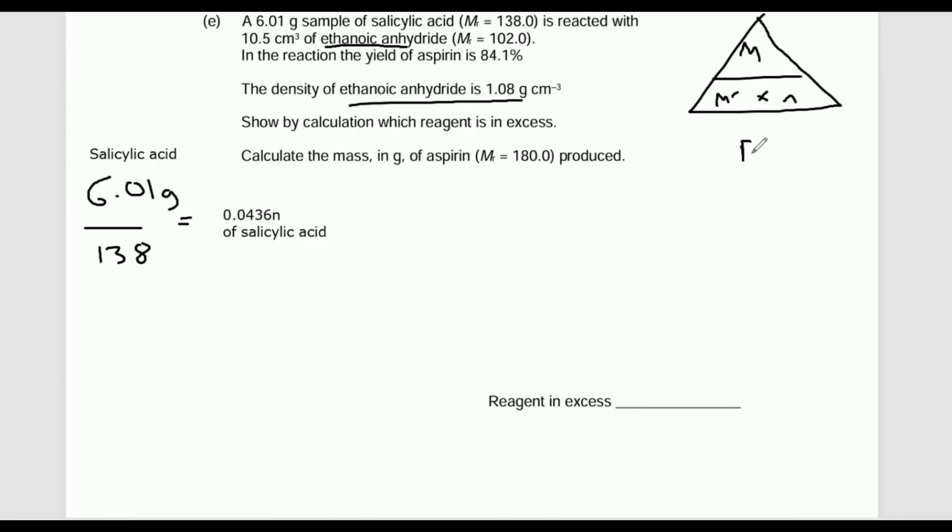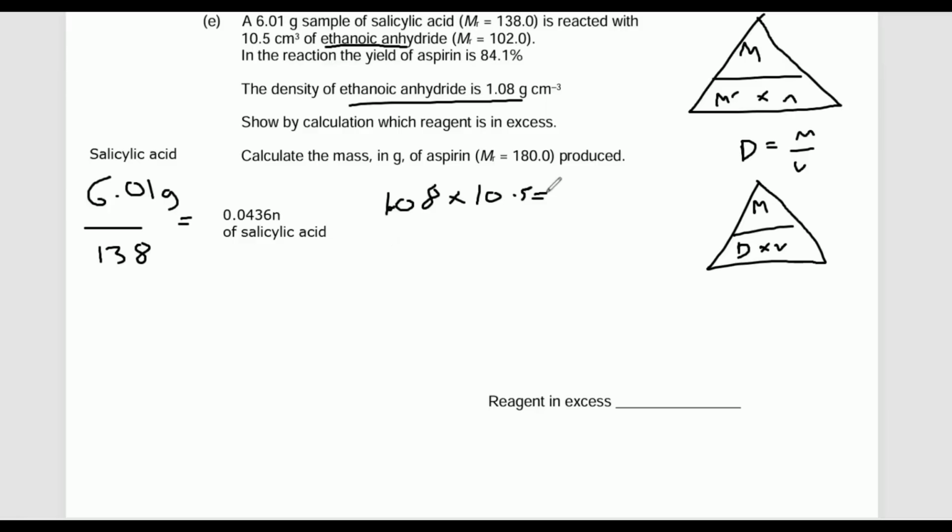The next thing I want to do is work out the ethanoic anhydride moles. They haven't given me the grams of ethanoic anhydride, so I'm going to have to work that out from its density. I've been told I've got 10.5 centimeter cubed, that's volume, and if I do volume times density, I'm going to get the mass, and then I can use the Mr to work out the moles. So have a go at that. I'm going to do 1.08 for the density times 10.5 for the volume. Density times volume gives me mass.